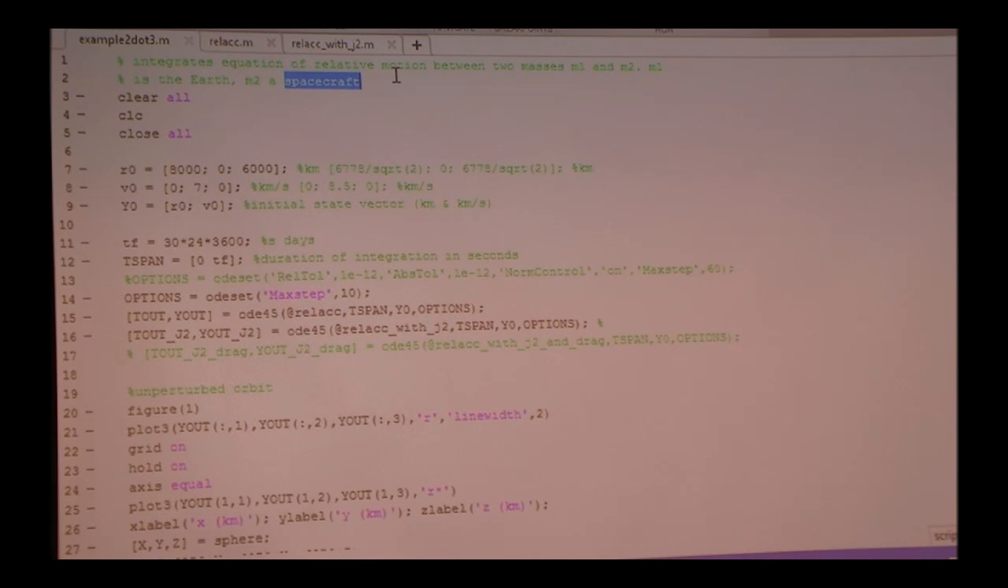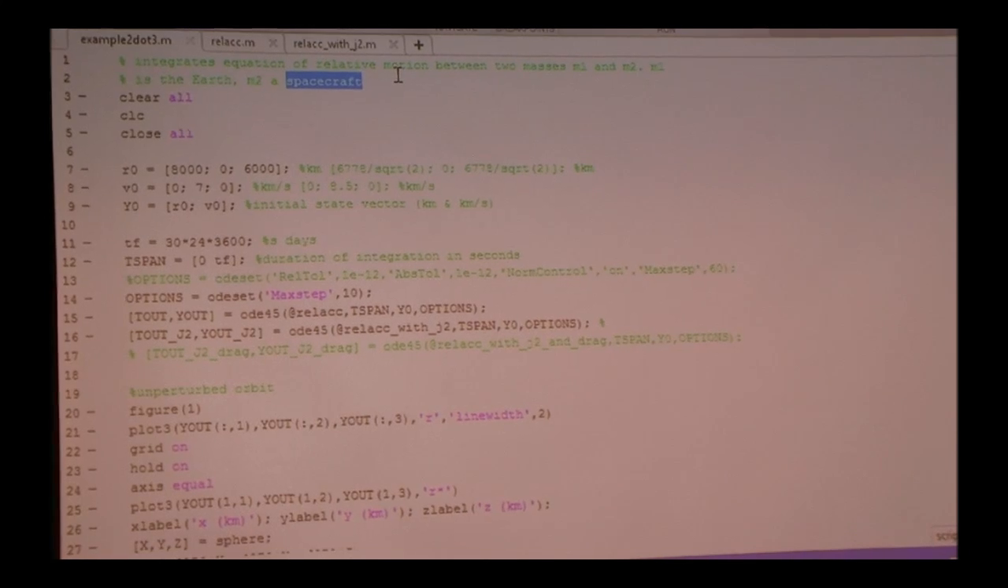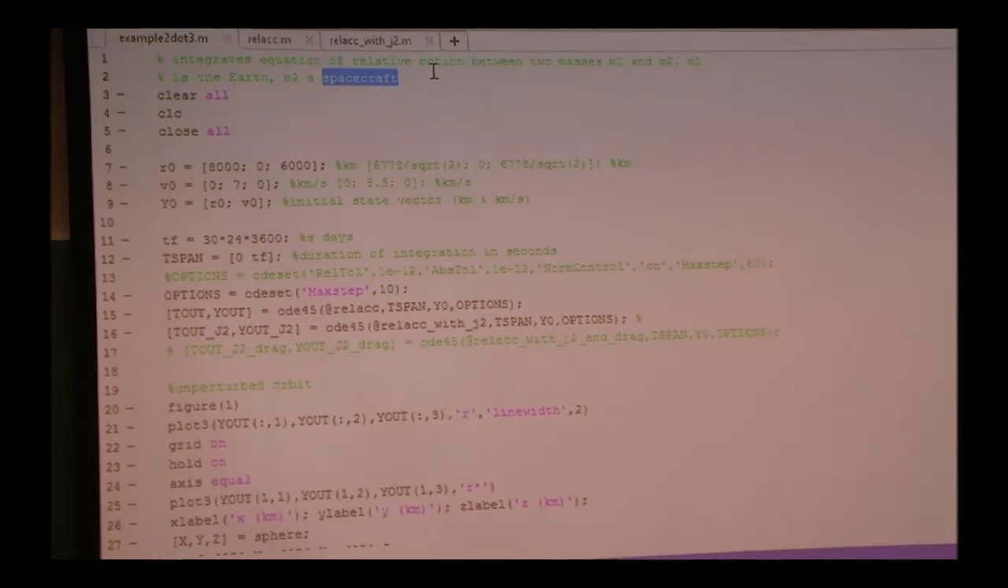So here there's not much in terms of comments, but at least I start by saying this main file integrates the equations of relative motion between two masses, M1 and M2. M1 is the Earth, M2 is a spacecraft. And then I like to clean the screen and close all pictures. I just want to have everything clean before I start. So these are my initial conditions. They were given to me.